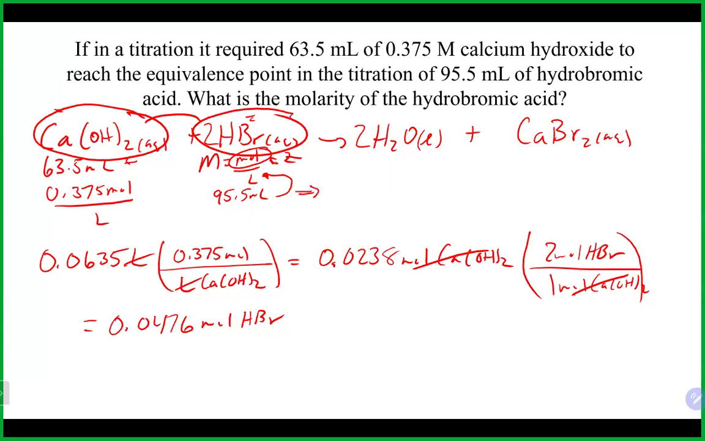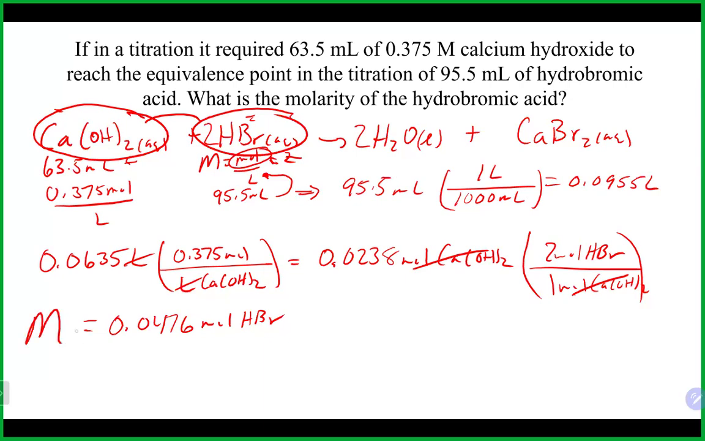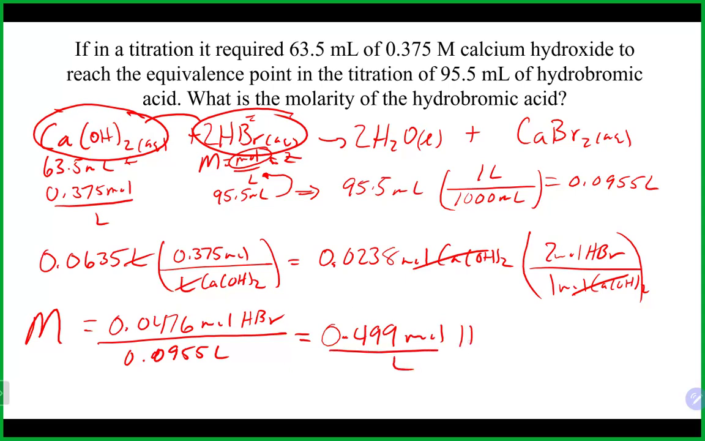That is really the last thing we need to do our molarity calculation, but since it is molarity, we do need to convert our volume into liters. So we're going to once again divide by 1,000. That is what we want to divide our moles by so that we can get molarity. That will give us 0.499. The units here don't cancel, so it is moles per liter of HBr.